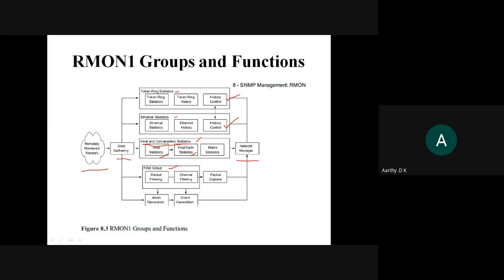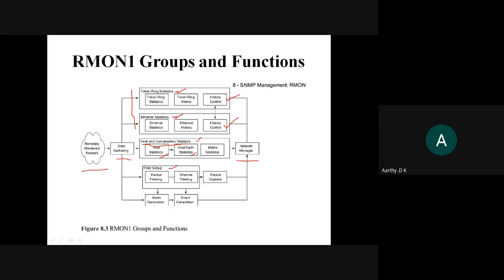So that can be used by token ring statistics and by the Ethernet statistics, because those are the two networks on which your remote monitoring works. These two statistics will have to use this history control table. The history control table contains data that are gathered from the various networks. The two kinds of networks are token ring and Ethernet.